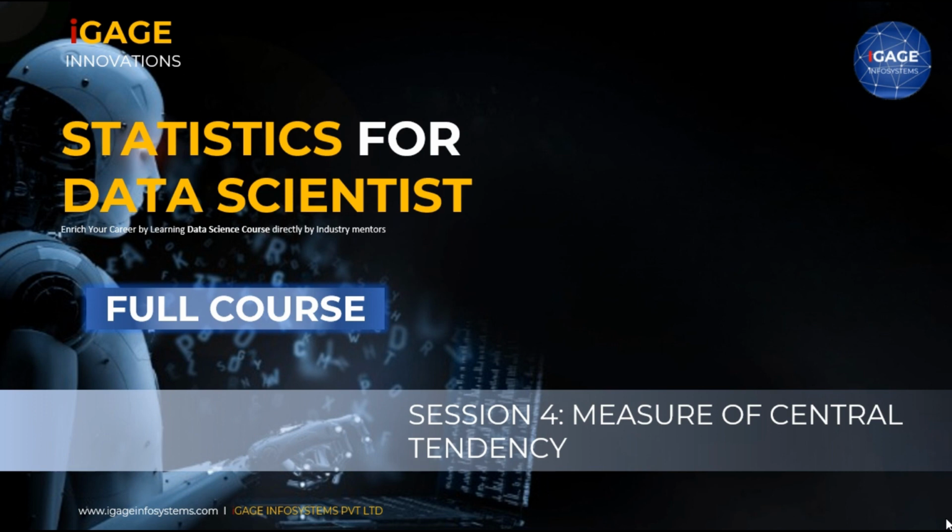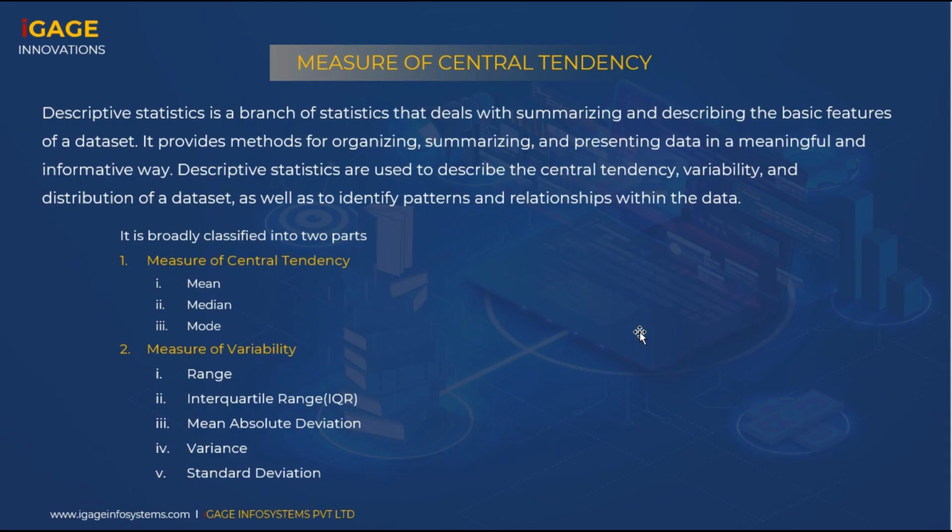In the last session, we talked about descriptive statistics and inferential statistics. In descriptive statistics, we came across two different measures, that is, measure of central tendency and measure of variability, where we have seen that these two measures are used for describing the entire data set, right?